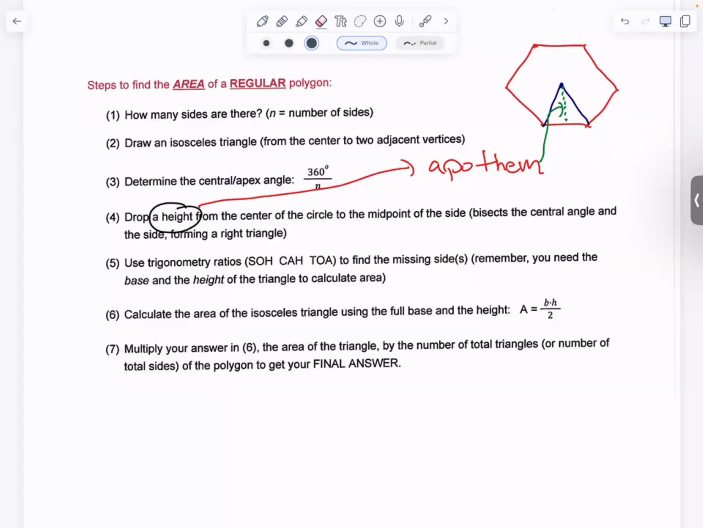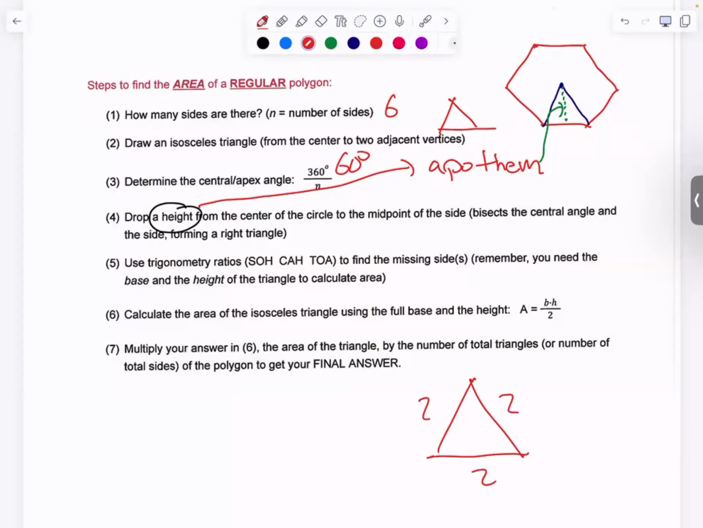Yeah, and so of course, how many sides you got? Like here, I got 6 sides, right? Cool. Draw a triangle. Cool. Drew a triangle. Figure out the central angle, 60 degrees, right? And then of course, let's say the sides are 2 and 2, and that's 2, then that's √3, right? Once you do that, you could use trig or 30-60-90 ratios. That makes sense. Then calculate the area of the triangle. That's easy. 1/2 times 2 times √3. So it's √3. And then multiply by the number of triangles you got.